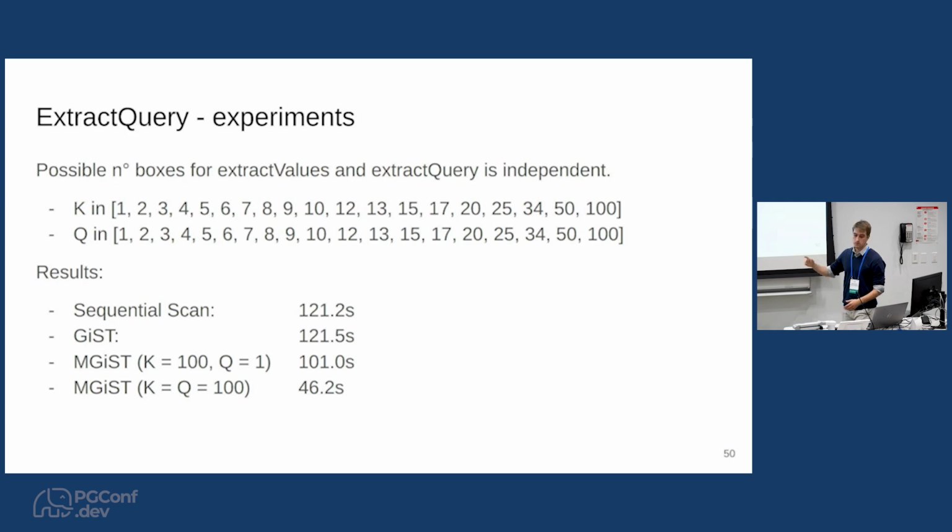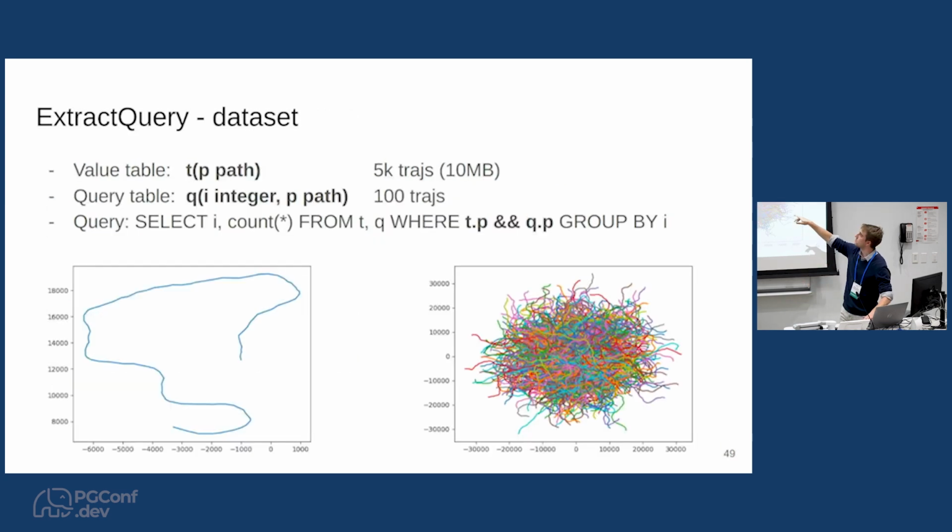And so when testing this, you can split these values, so the paths that you index in your MGiST index, you can split them into some variable amount of bounding boxes. And you can also split the query value into a variable amount of bounding boxes. And then varying these two, you can see which are most efficient. And so in this case, so remember this was the query. For all of our query paths, count the amount of value paths that overlap with it.